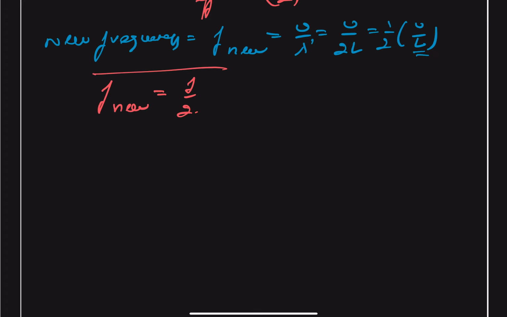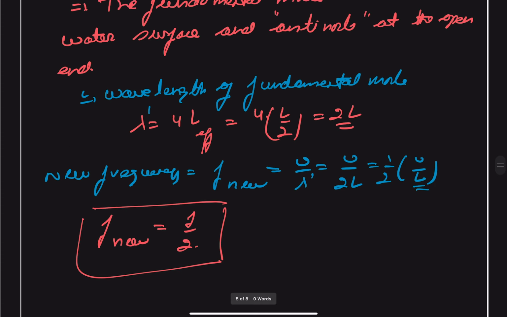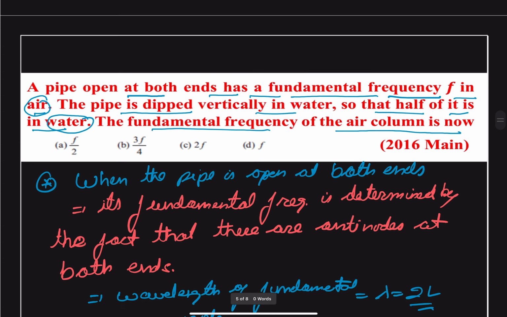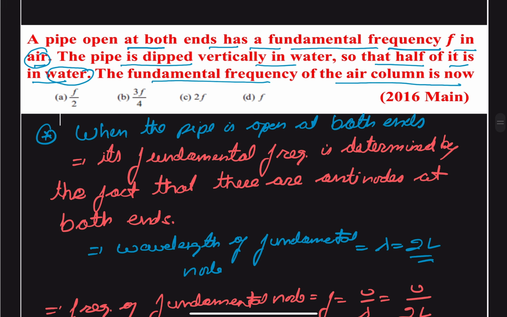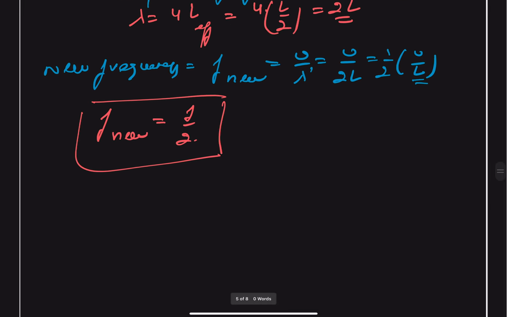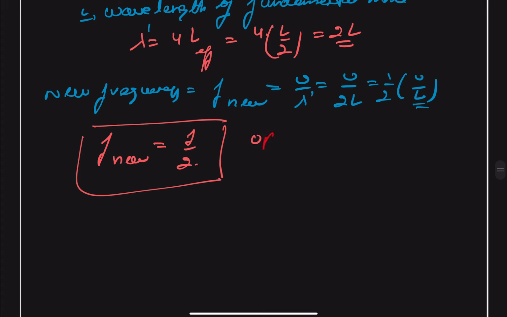So the new frequency becomes half that of the original frequency, and among the options available to us, option A is the correct option. So this completes the question. Thank you.